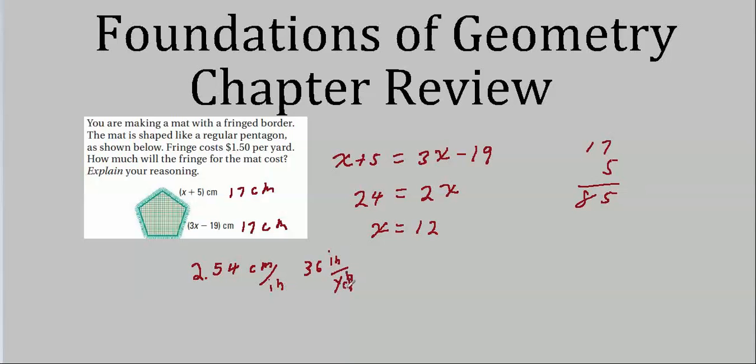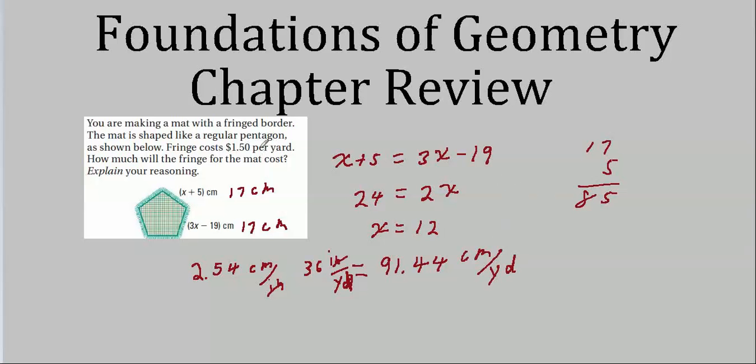There we go. How about YD for yard? These two will cancel and I'll get centimeters per yard. First I got to figure out what 2.54 times 36 might be. I get 91.44, and as I said, these cancel, and we get 91.44 centimeters per yard. So we can figure out how many yards this is, or we can just compute the price per centimeter.